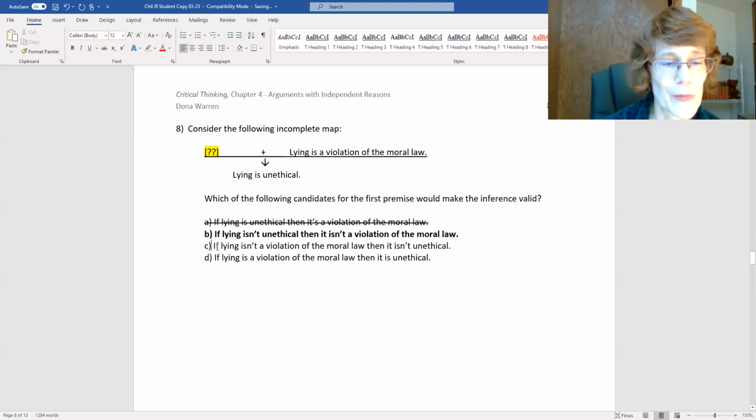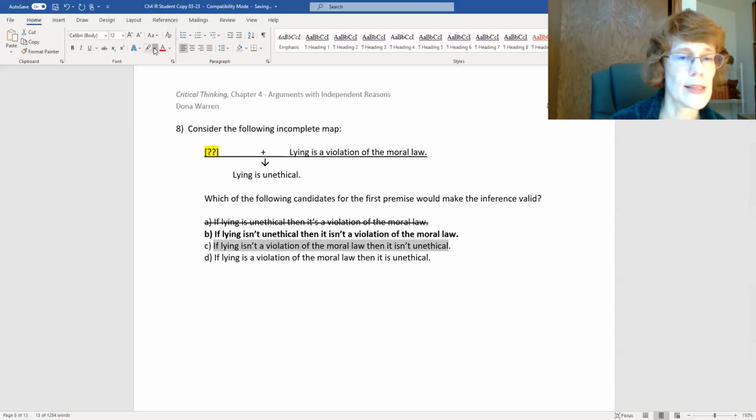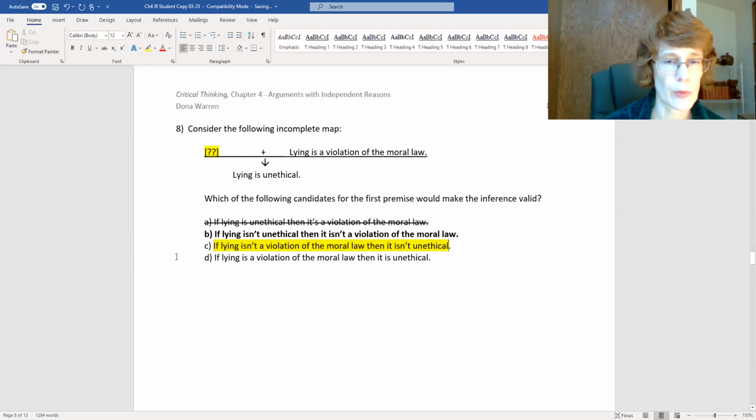Okay, so let's take a look. If lying isn't a violation of the moral law, then it isn't unethical. We are comparing that to lying is a violation of the moral law. How is lying is a violation of the moral law related to this? Is it the front? Is it the back? Is it the opposite of the front, or is it the opposite of the back? Looks like it's the opposite of the front, right?